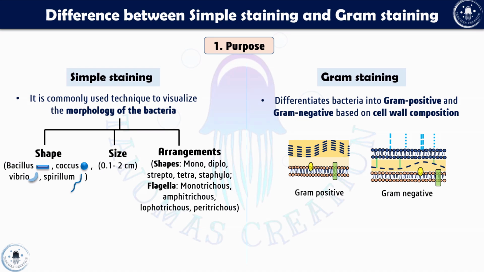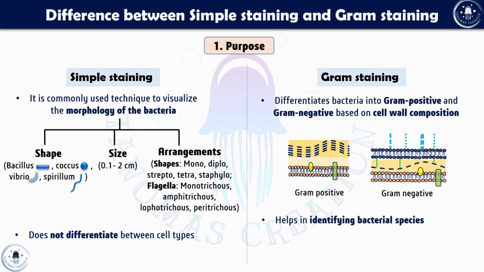Now, coming to simple staining again, it does not differentiate between cell types. It will not help you differentiate between different types of cells, because only one type of stain is used. Whereas in gram staining, more than one type of stain is used, and therefore it helps in identifying the bacterial species very clearly. It helps in separation of bacteria into different groups. So these are the purposes of using simple staining and gram staining.